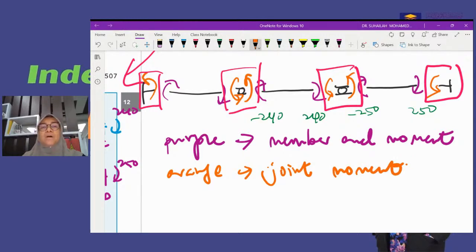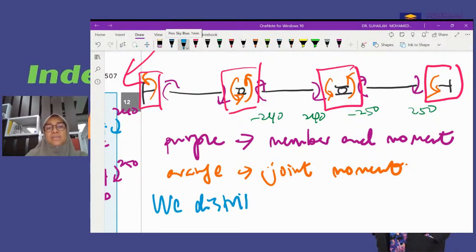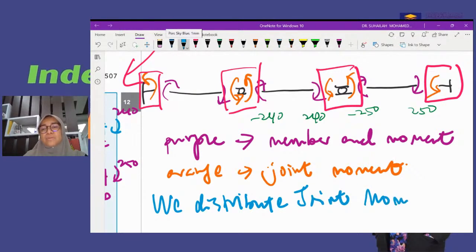Orange joint moment. So we distribute joint moment. Remember, we distribute joint moment. Okay, so joint moment from this value, the joint moment.